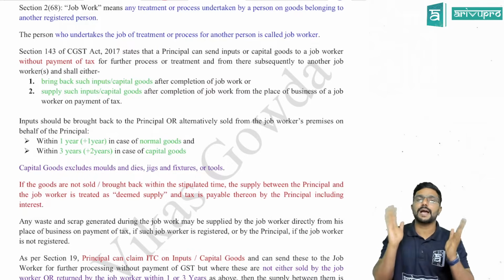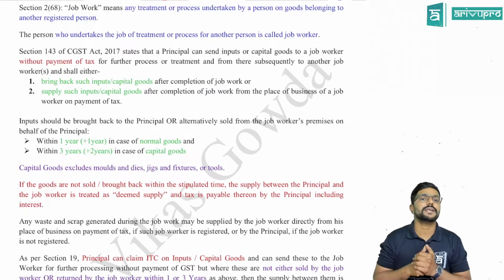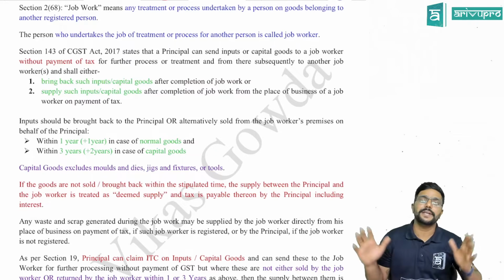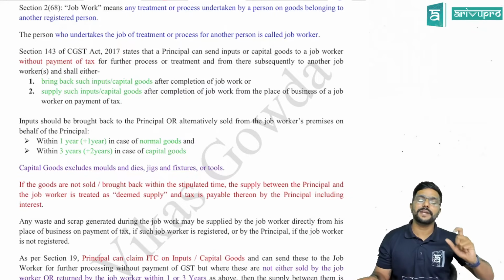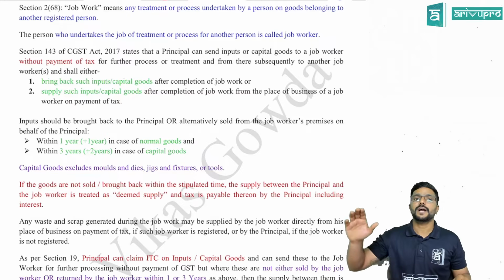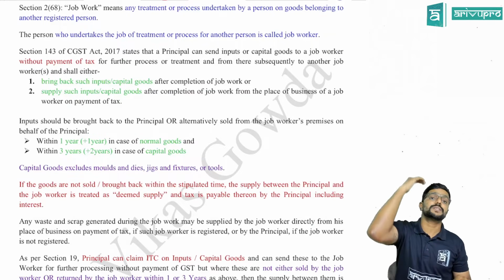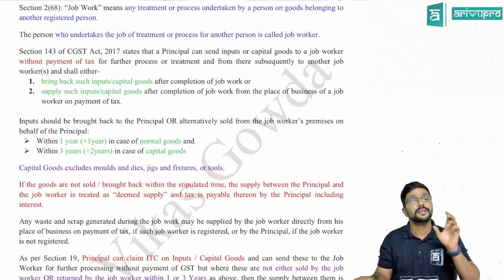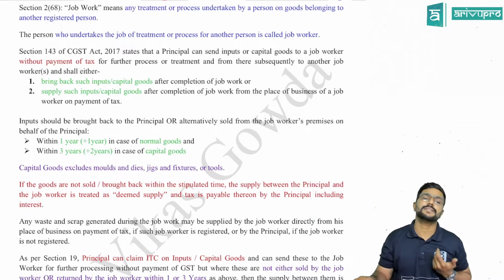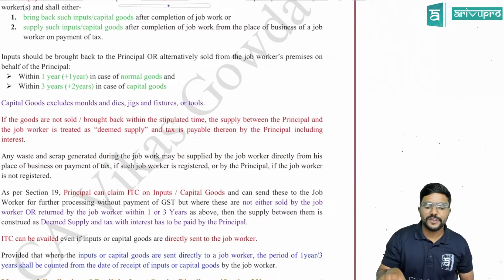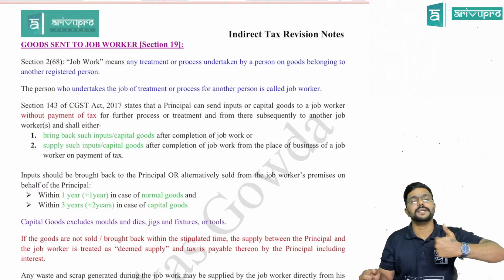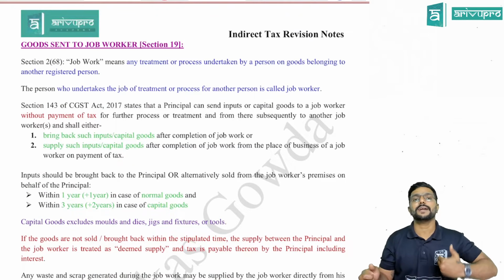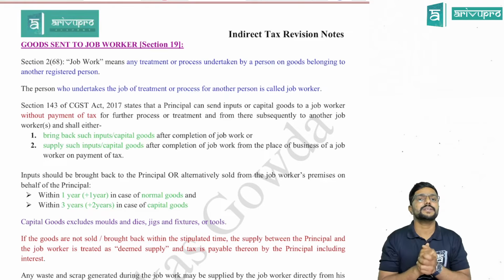If none of this happens within 1 year or 3 years, in case of the normal goods and capital goods, then it is considered to be a deemed supply between the principal and job worker, and principal will end up paying tax including interest. And when the job worker gives back the goods after the certain time, that is after 1 year or 3 years, then even for him it will be considered as supply, guys. So this is all about when the goods are sent to the job worker, how to claim the credit. Can principal claim the credit? Yes. But if it is not taken back within certain time, then it will be considered as deemed supply between the principal and job worker.